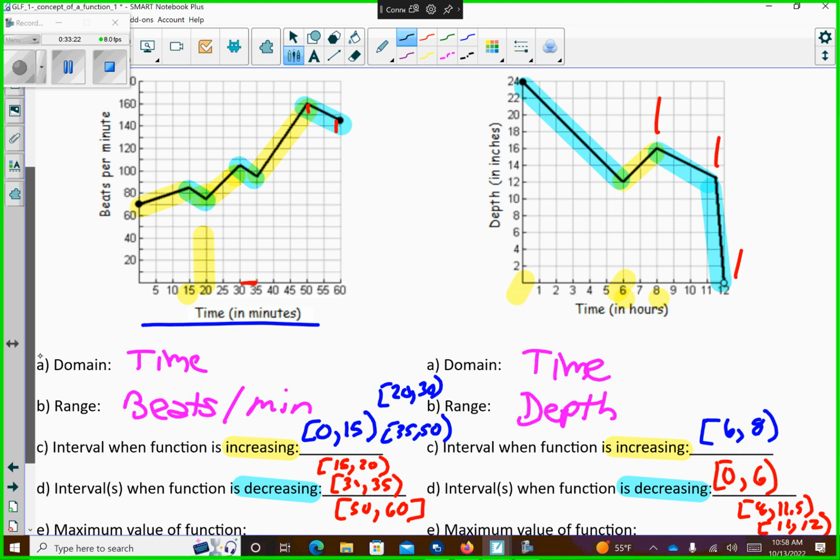All right, now let's look for our minimum value. What does appear my lowest value on this graph is?